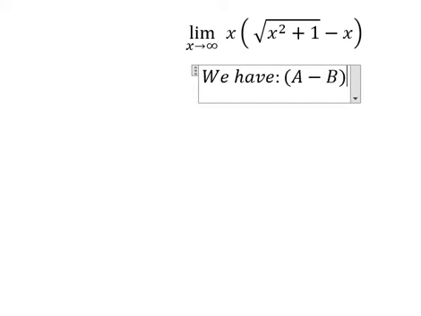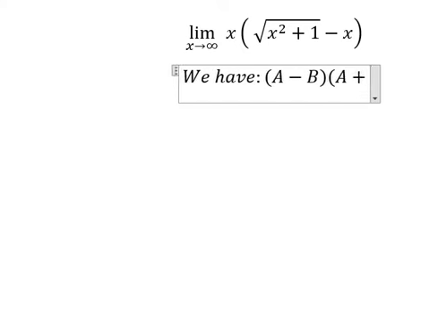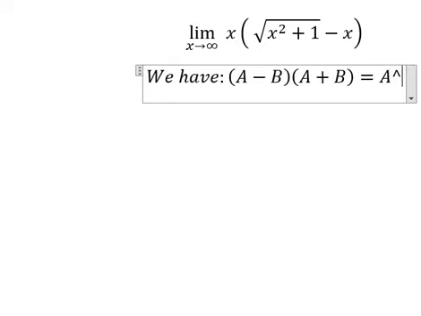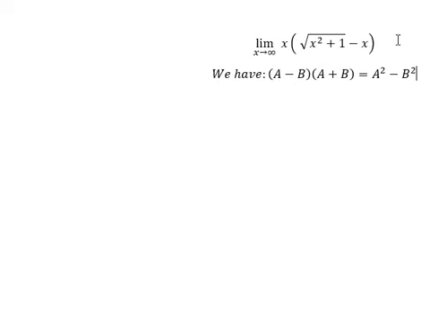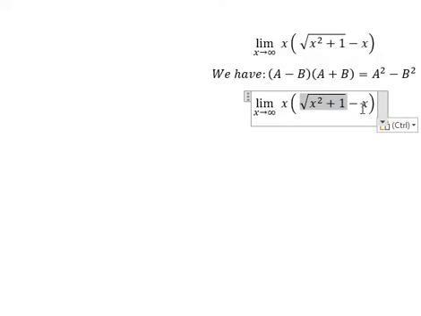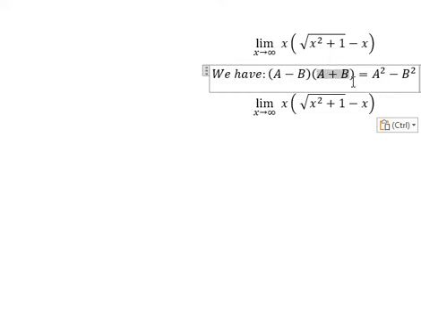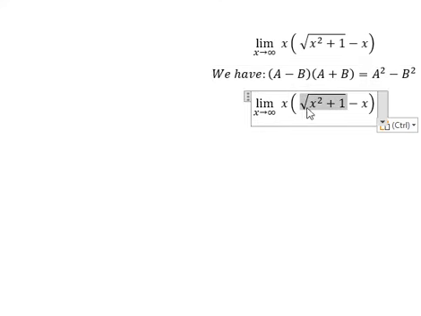A minus b multiplied by a plus b equals a squared minus b squared. So in this situation, this one is a, this one is b, so we need to multiply by a plus b on the numerator and denominator, because I want to create a to the power of 2 to cancel the square root in here.